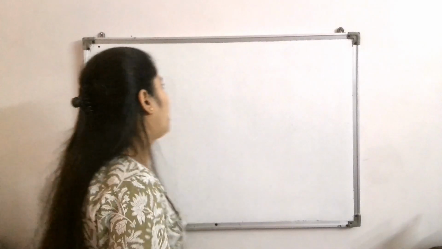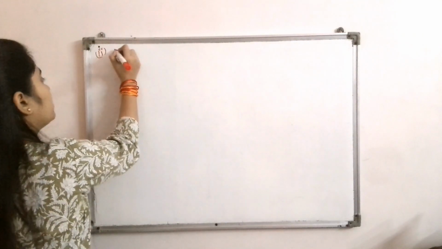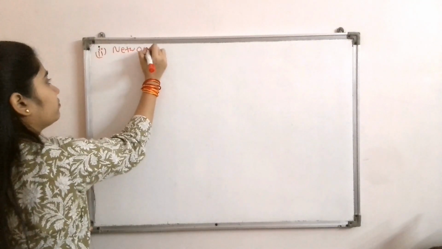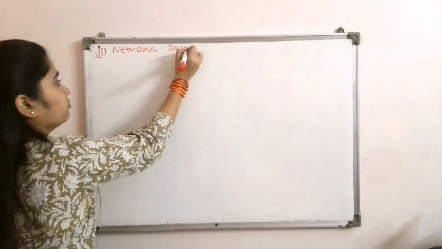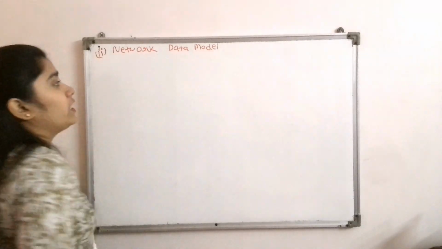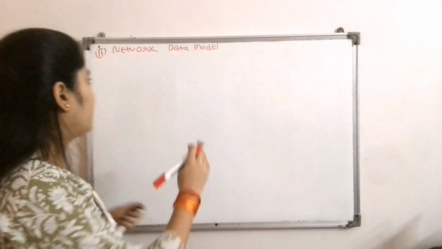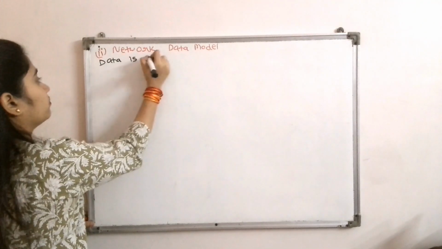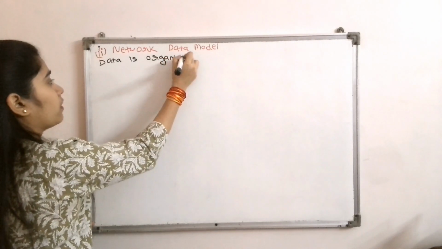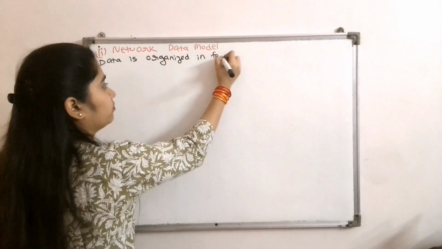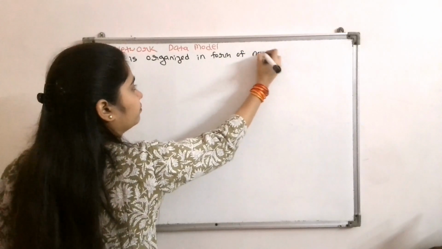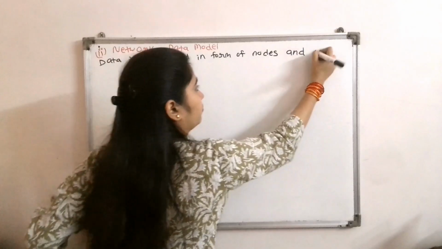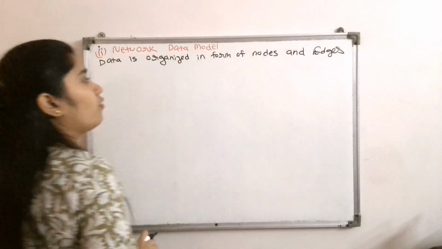Yes, now we will discuss the second type of the record based data model, that is the network data model. Second is the network. See, here the data is organized in the form of edges and the nodes. What are nodes and what are edges? Let's write it here. Data is organized in form of nodes and edges.